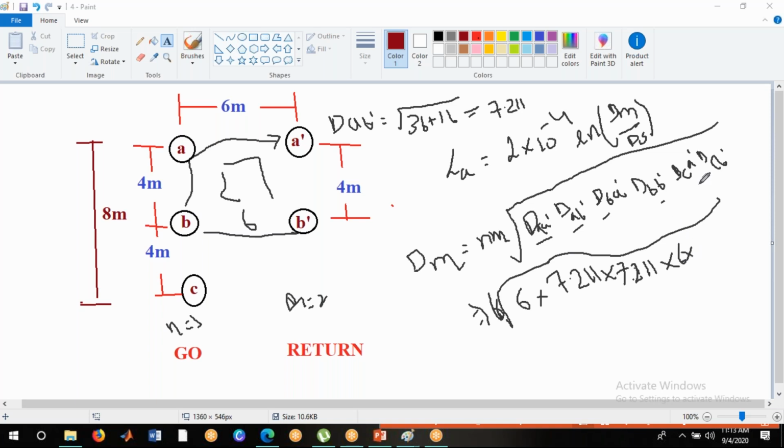Next, DCA dash, here to here. How can we calculate C to A dash? It's the square root of the distance between C and A, which is 8 meters, so 8 squared is 64, plus from here to here, 36. We get 10. Into, what is the distance between C and B dash? C to B dash: C to B is 4 meters and B to B dash is 6 meters. So you will get 7.211.